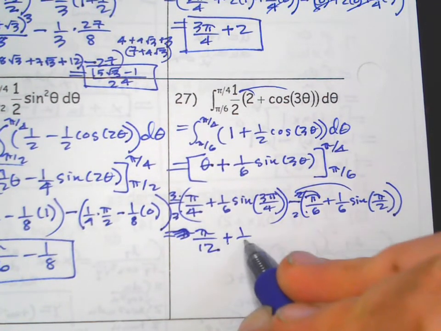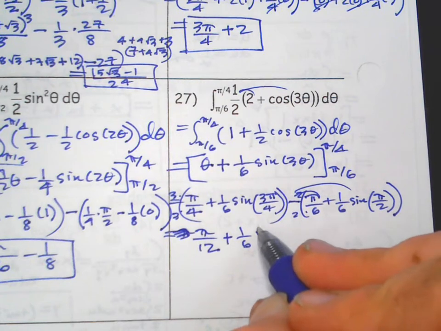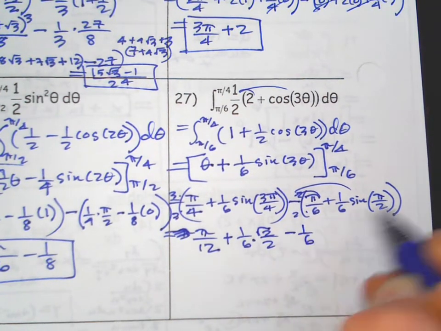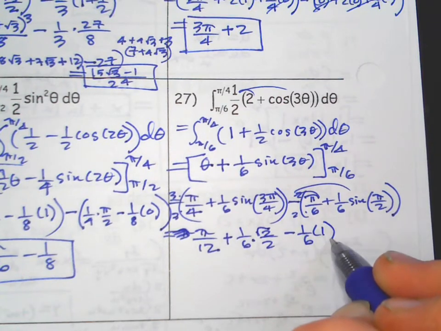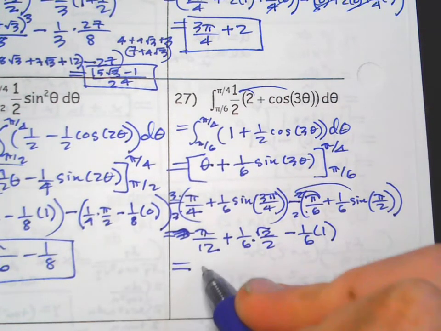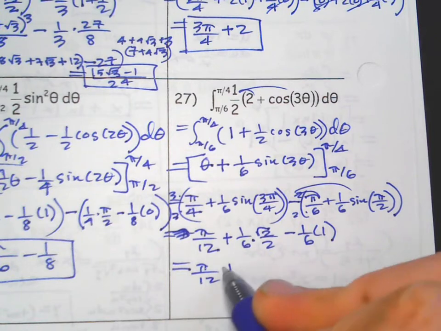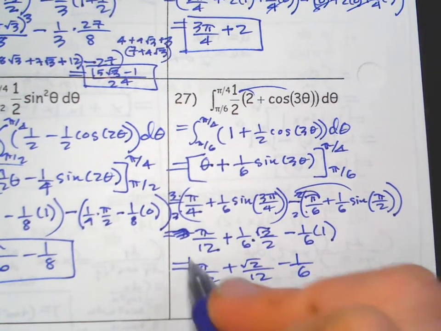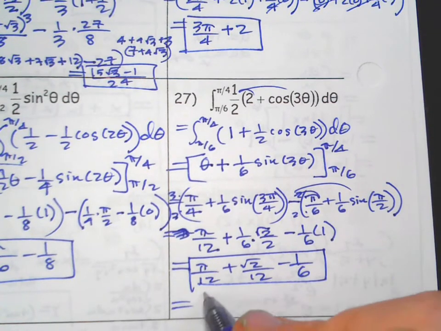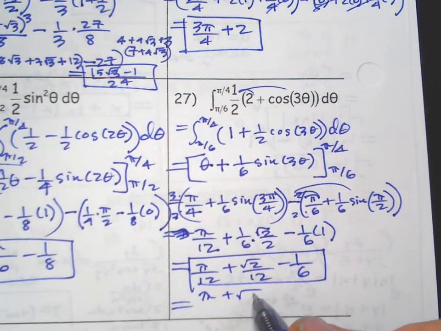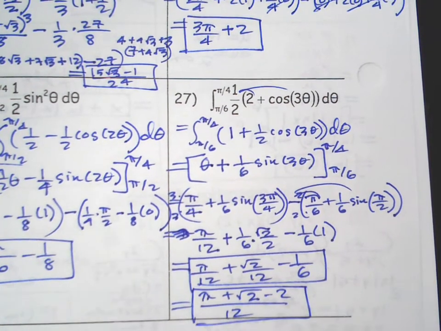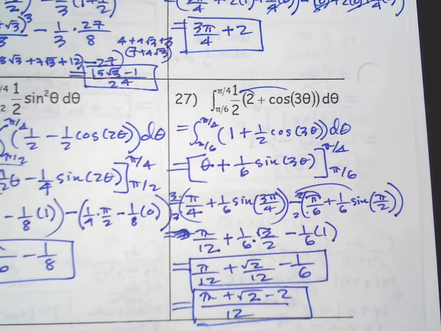Plus 1/6 times, that's going to be root 2 over 2, second quadrant positive, minus sine of pi over 2 is 1. It's a pretty ugly answer. Pi over 12 plus root 2 over 12 minus 1/6. Or you could combine them all together into a big fraction if you want. Either way.